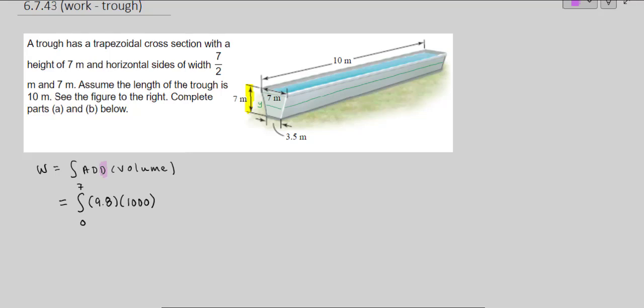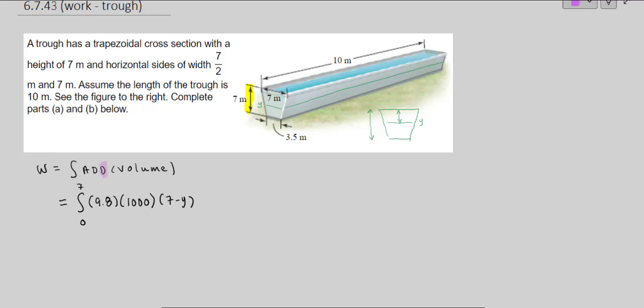So if we draw the front of the trough like this, and we're taking our representative cross-section right there, since this full distance is 7, this partial distance, the distance traveled by that cross-section, is 7 minus y. Okay, and then we have to figure out the volume. And by volume, again, we mean the volume of a slice.